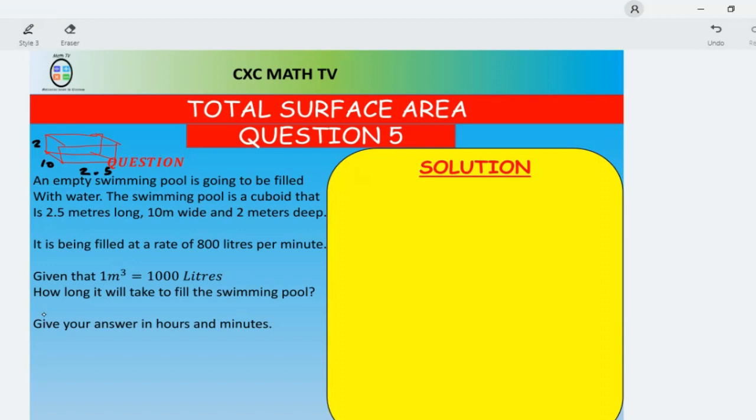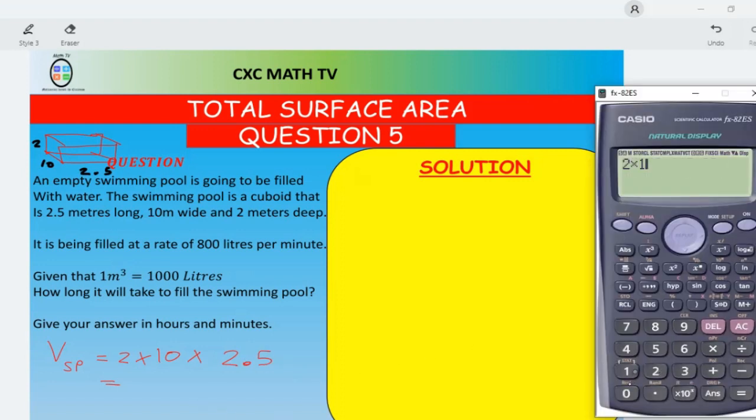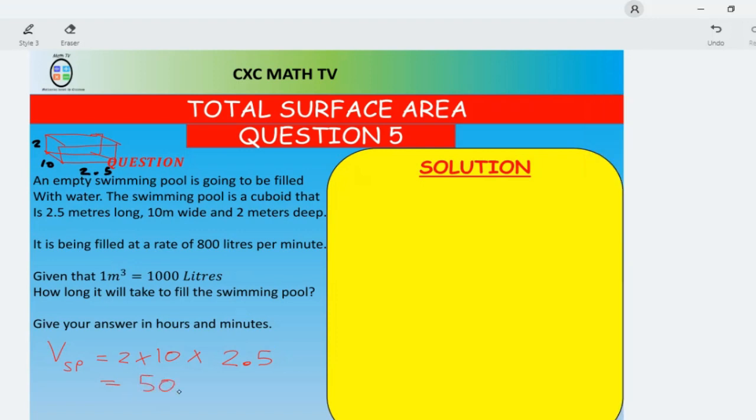This is it. So the first thing we can do is find the volume of the swimming pool. The volume is 2 times 10 times 2.5. You put that in a calculator. So the volume of the swimming pool is 50 meters cubed. Now, it says it is being filled at a rate of 800 liters per minute. Notice how much? 800 liters per minute. Then what has it told us? Given 1 meter cubed is 1,000 liters, how long will it take to fill the swimming pool?